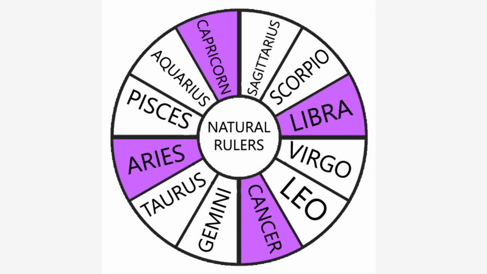But this is just a picture. The ones in purple are the cardinal signs, and you can see Aries opposes Libra and Capricorn opposes Cancer. That's because they are sister or opposite signs. We'll go into more about that in a later video.